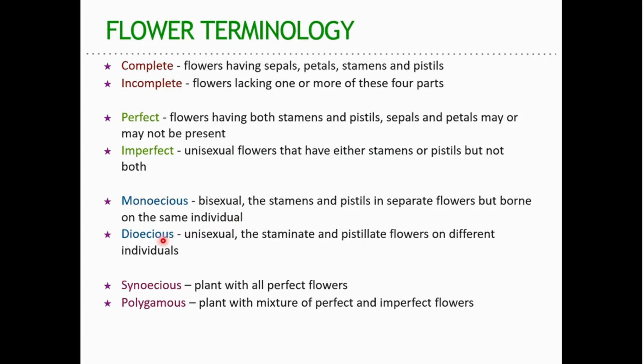However, dioecious means unisexual. The staminate and pistillate flowers are on different individuals. So one individual only produces staminate flowers or only produces pistillate flowers. So only unisexual. Synoecious plants have all perfect flowers, and polygamous plants have a mixture of perfect and imperfect flowers.